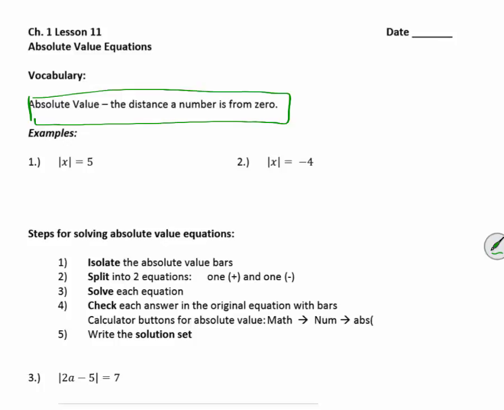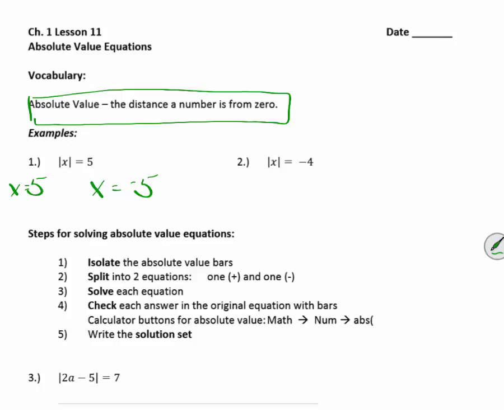So for example, in number 1, I want to know what value of x would give me an answer of 5 if I take the absolute value. Well, of course, the first one is always going to be 5. But the other one is that on the other side of 0, there is -5, which is 5 spaces away. So those would have the exact same absolute value.